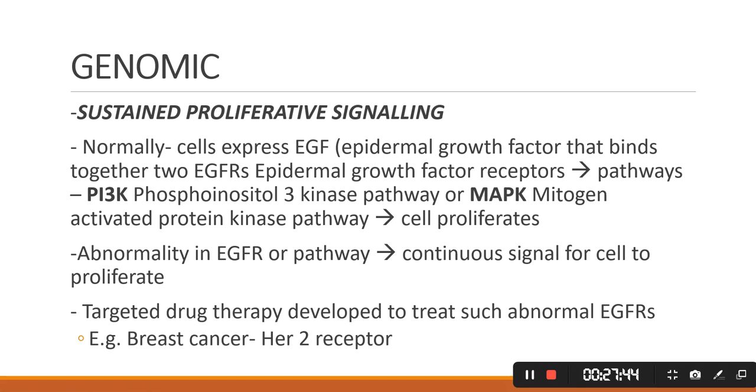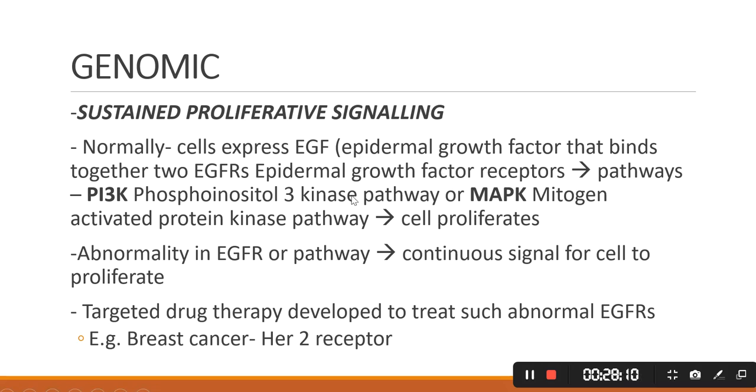Now all of these features we are going to look at one by one quickly. Okay, so genomic, I have already explained. Sustained proliferative signaling. Normally cells express a growth factor, like epidermal cells will express epidermal growth factor, so EGF. Now what does EGF do? The epidermal growth factor binds to two EGFRs, that is two receptors.